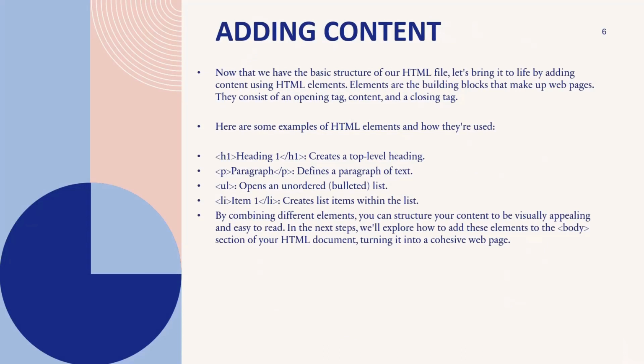How to add content. Now that we have the basic structure of our HTML file, let's bring it to life by adding content using HTML elements. Here are some examples of HTML elements that we can use. We have h1 to h6 for headings, p for paragraph text, the ul tag for an unordered list, and li, which creates list items within the list. By combining different elements, you can structure your content to be visually appealing and easy to read. In the next steps, we will explore how to add these elements to the body section of your HTML document, turning it into a cohesive web page.